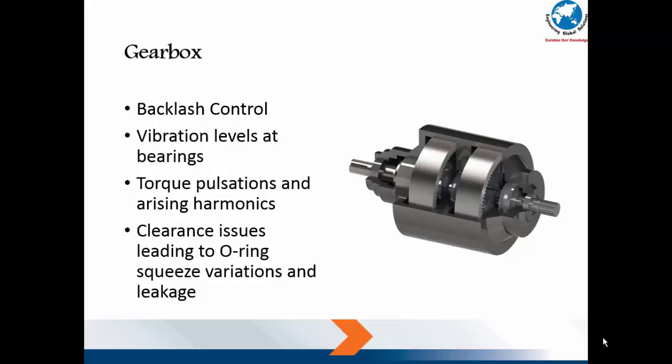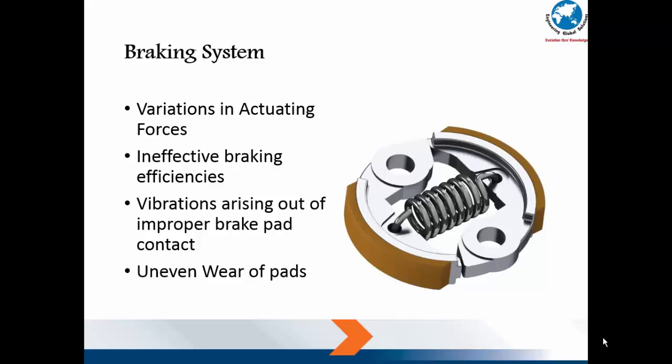This is rightfully the area where GD&T empowers design team to transfer to manufacturing and quality the parameters that need to be monitored for consistent quality. Take a look at this braking design. Variations in actuating forces, ineffective braking efficiencies, vibrations arising out of improper brake pad contact, uneven wear of pads are some of the DFQs.